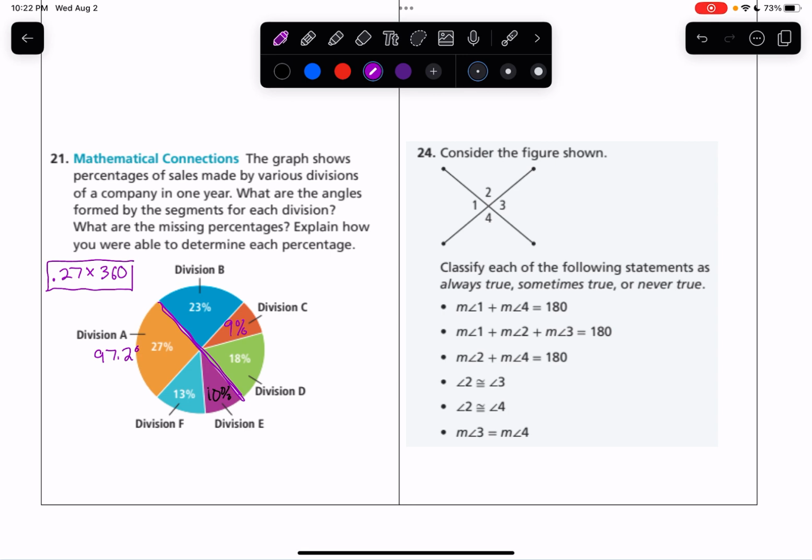So we'll take division B and we'll do the same thing with all these. So 0.23 times 360 is going to be 82.8 degrees. Division C is going to be 32.4 degrees. Division D is going to be 64.8 degrees. Division E is going to be 36 degrees. And division F is going to be 46.8 degrees.